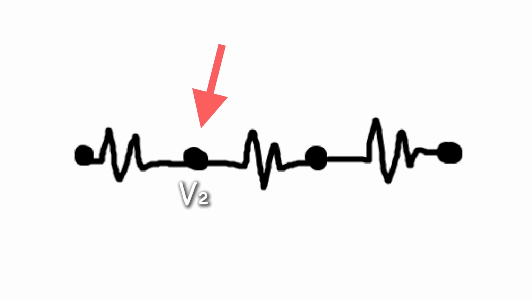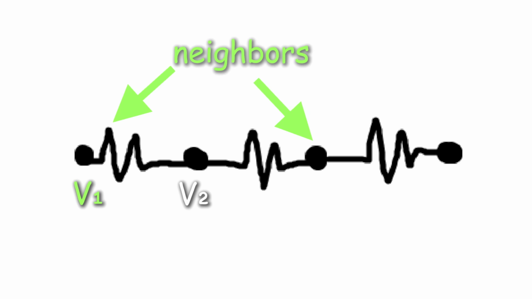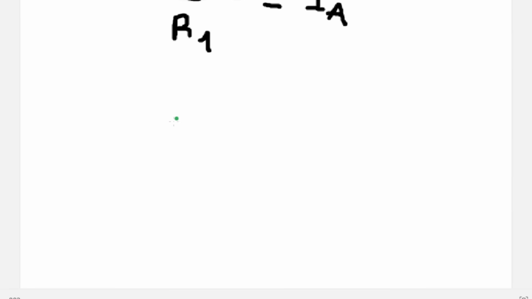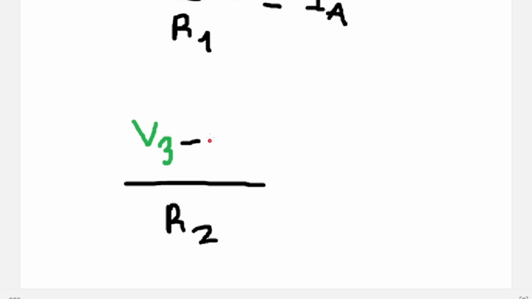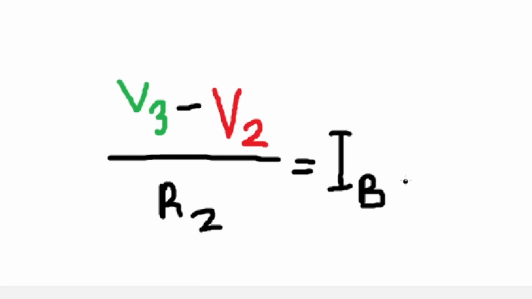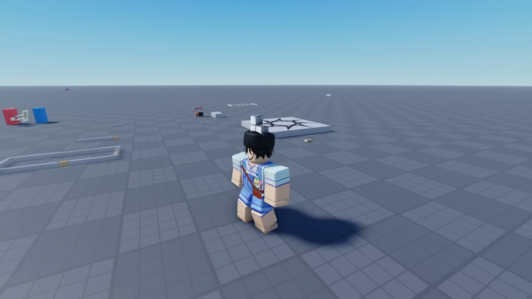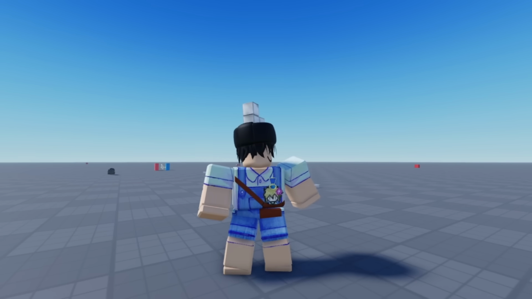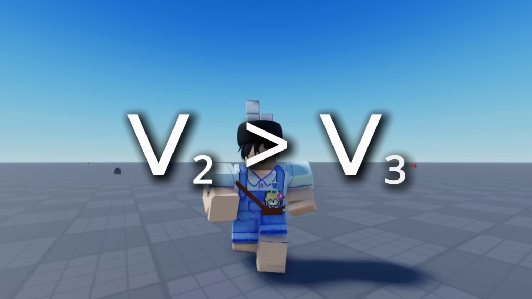Node 2 has two neighbors, one with V1 volts and the other with V3 volts, so we use Ohm's law. So V1 minus V2, all divided by R1, is the current entering from 1 to 2. For the current leaving, going from 2 to 3, it's V3 minus V2 divided by R2. But pause. Generally, we can't just assume that V3 minus V2 divided by R2 is negative or leaving. This only works here because it's pretty obvious that V2 is greater than V3.